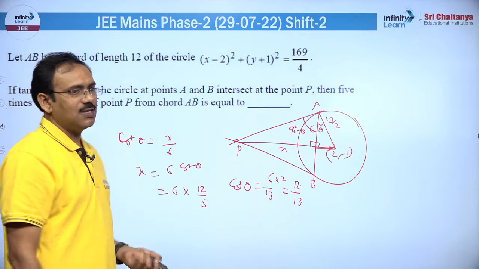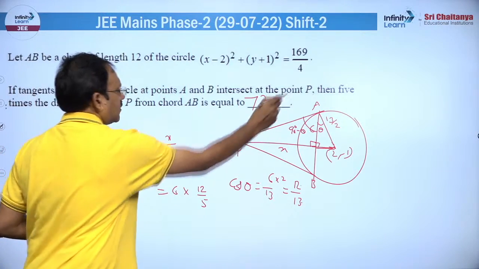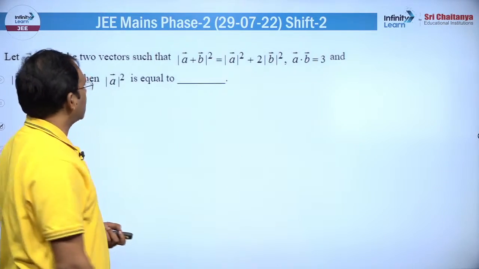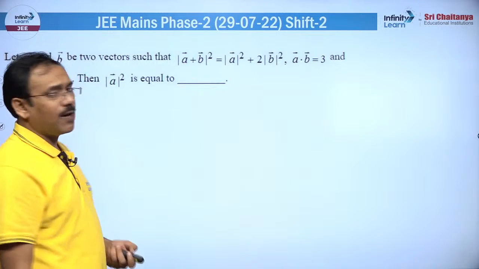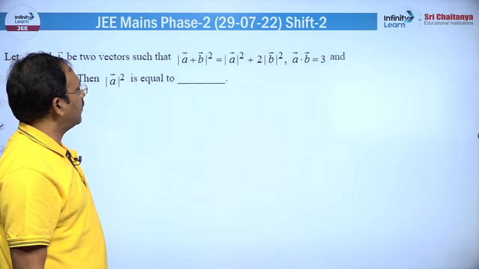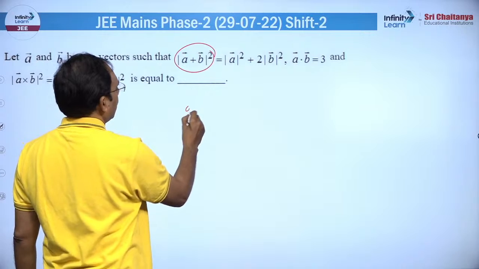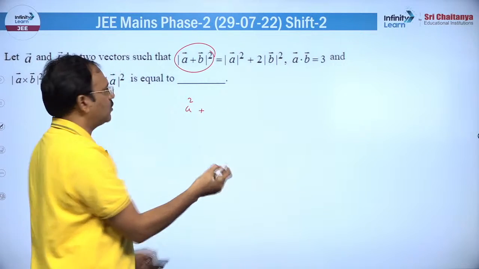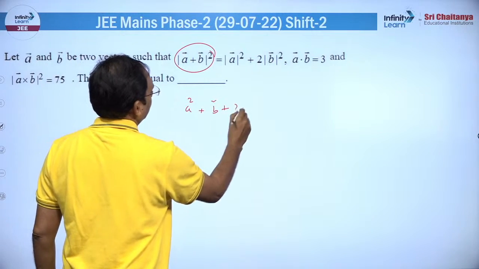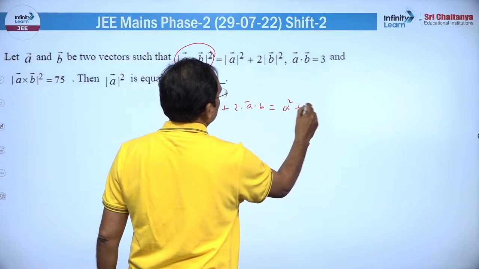5 times of this he is asking about, 12 into 6, 72 is the answer, my dear friends. That is it. Next, you see A bar, B bar are two vectors such that the magnitude of (A bar plus B bar) square is, you see, it is a square, means A square, let me write magnitude square plus B square plus 2A dot B is equal to A square plus 2B square.